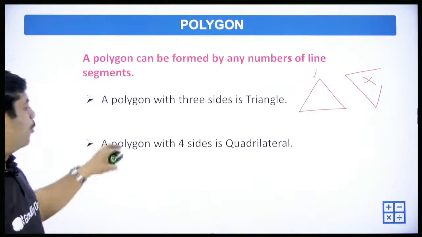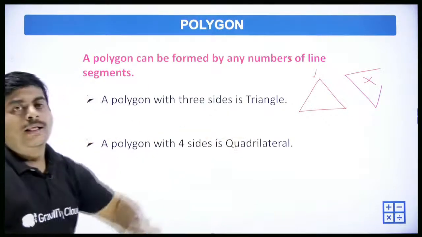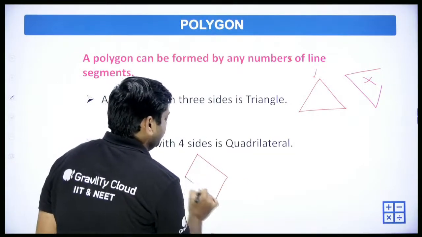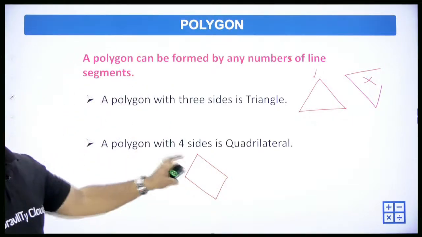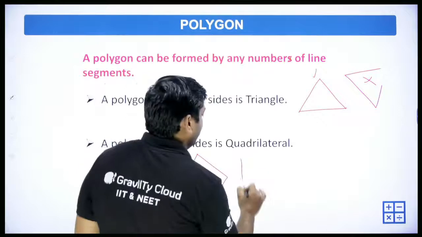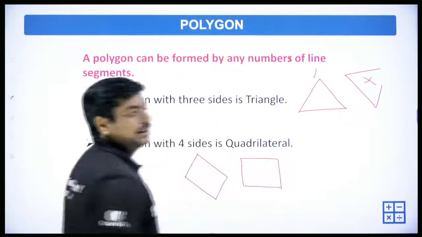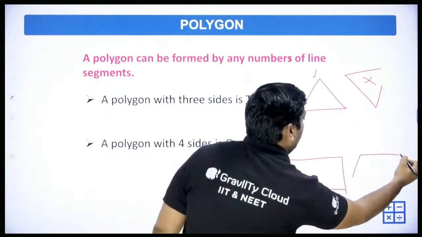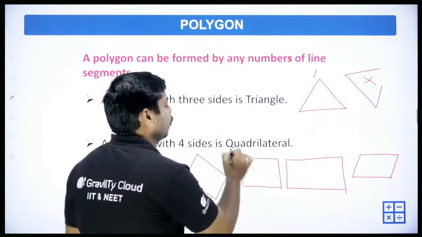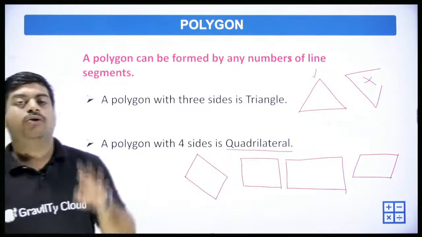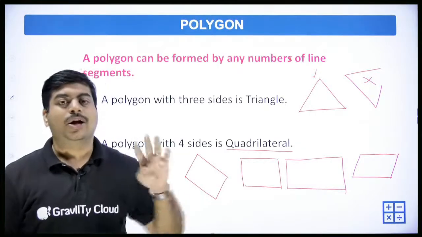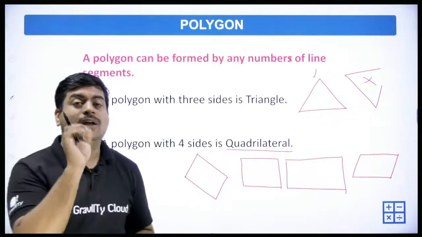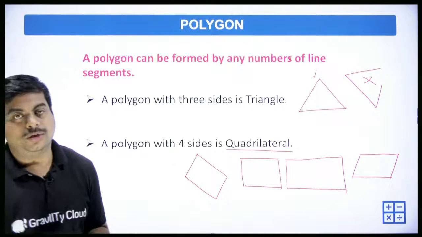Okay, next one. A polygon with 4 sides is a quadrilateral. So 4 sides can be in any way, but the point is it should be closed, the starting and ending point. Okay, so we have a square when all the sides are equal. We have a rectangle, we have a parallelogram. So all these are different types of quadrilaterals. A 4-sided closed figure is called a quadrilateral. It is a polygon. Always closed figures are considered to be polygons, right?